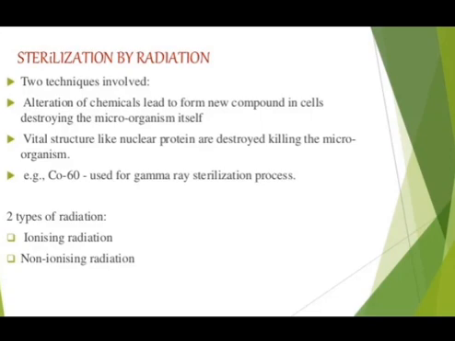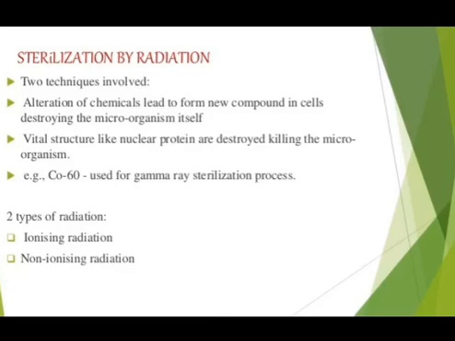Sterilization by radiation. Two techniques are involved. One is the alteration of chemicals, leading to the formation of new compounds in the cells, destroying the microorganism itself. The other is that vital structures like the nuclear proteins are destroyed, killing the microorganism. Example: cobalt-60, which is used for the gamma ray sterilization process.